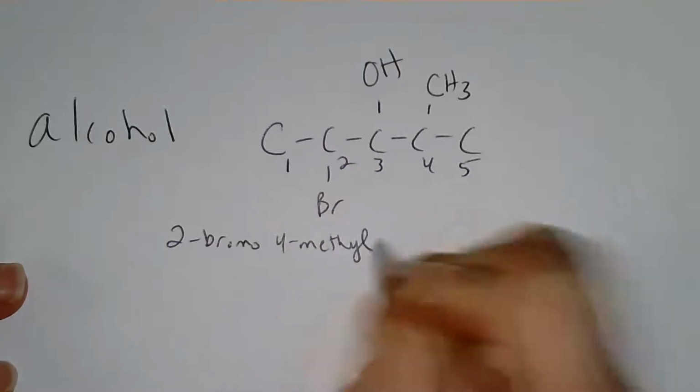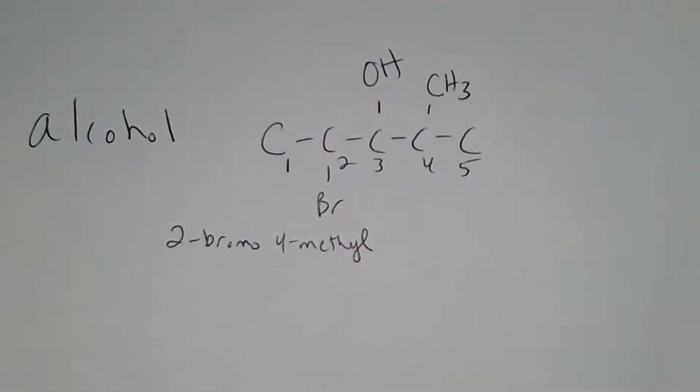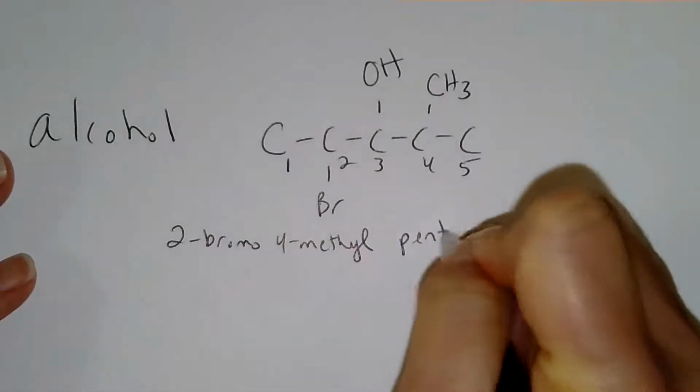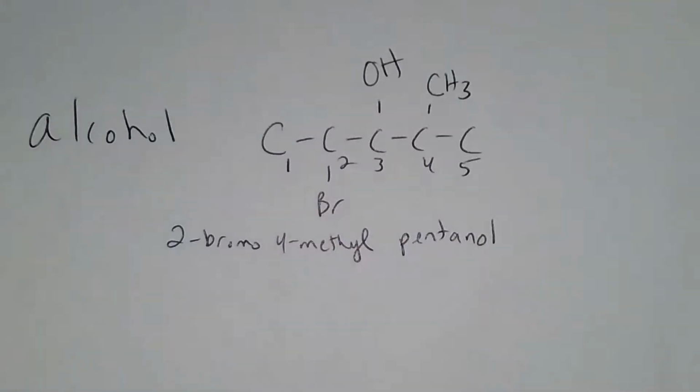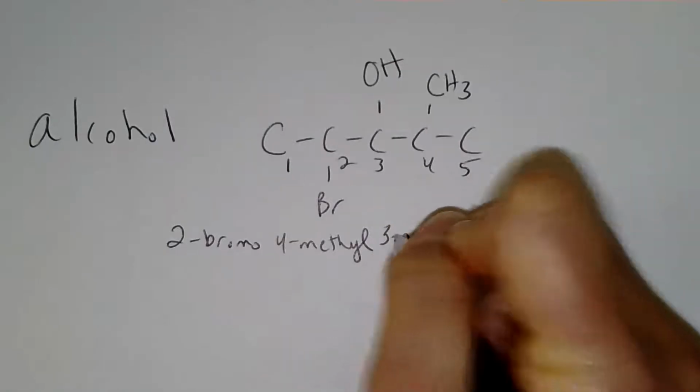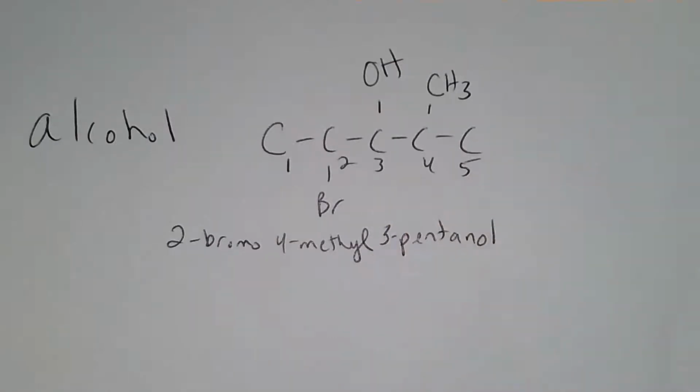4-methyl. And then I have 5. So 5 is going to be pent. So it is pentane. Drop the E and put the OL. And then I have to say exactly where that OH is located. So it's off the third. So I put a 3 dash in front of the pentanol.